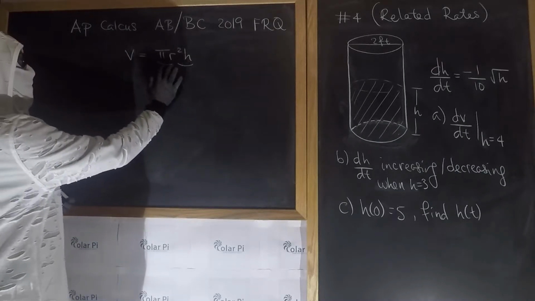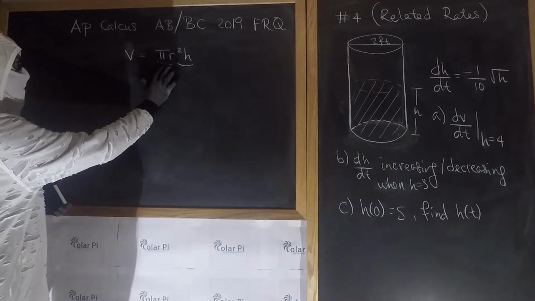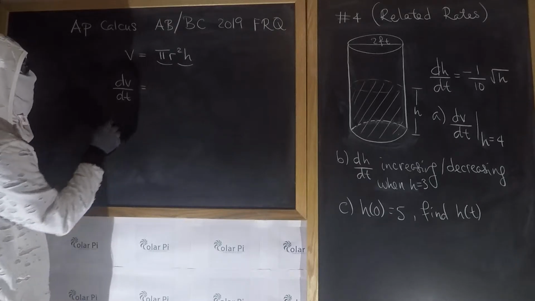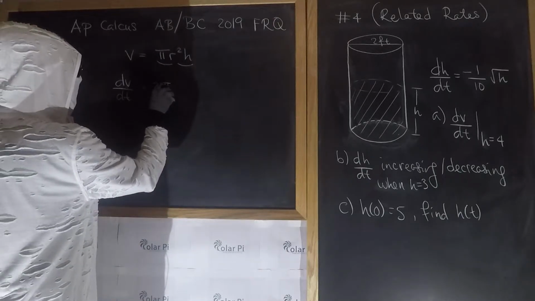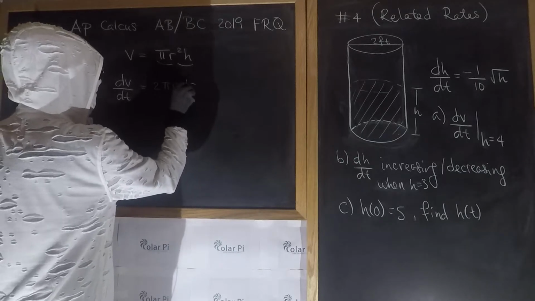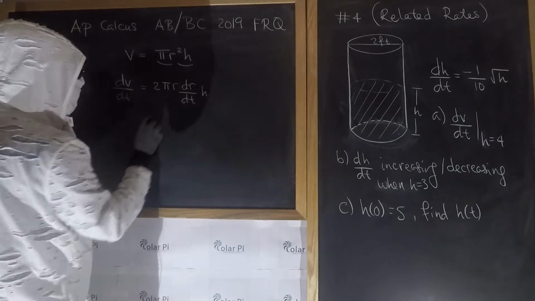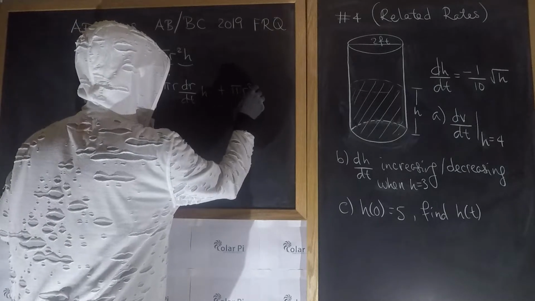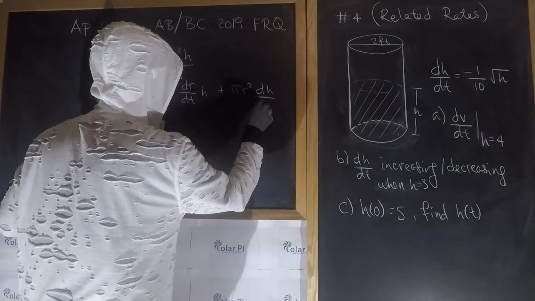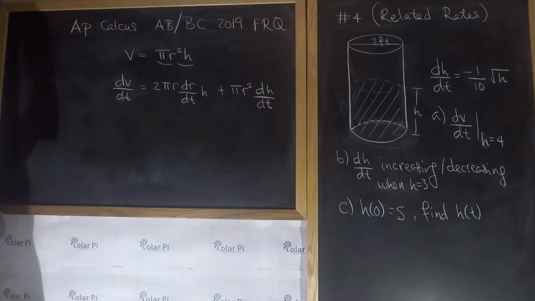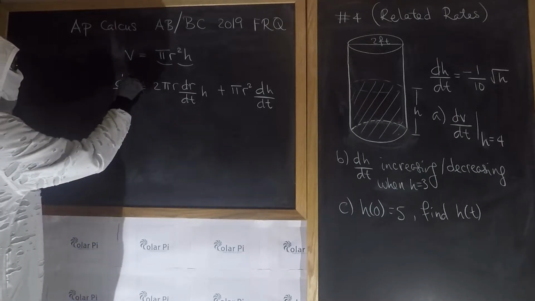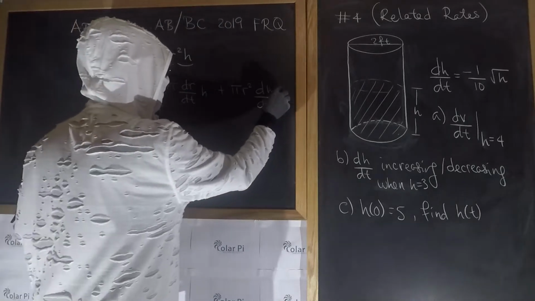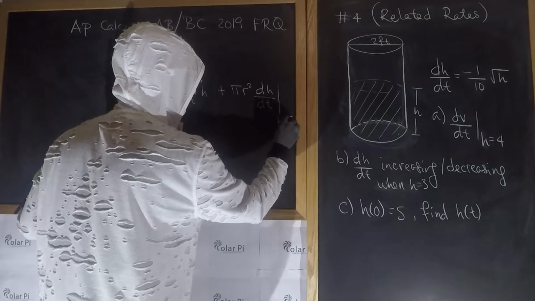And so we have a product here, between pi r squared and h. So dV/dt is going to equal 2 pi r times dr/dt times h, and then plus pi r squared times dh/dt. The derivative of h is just 1, and then dh/dt. And so we need to figure out dV/dt at h equals 4. So that's this here, and that's this here, right?